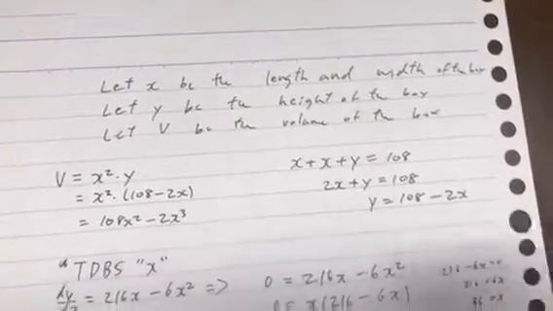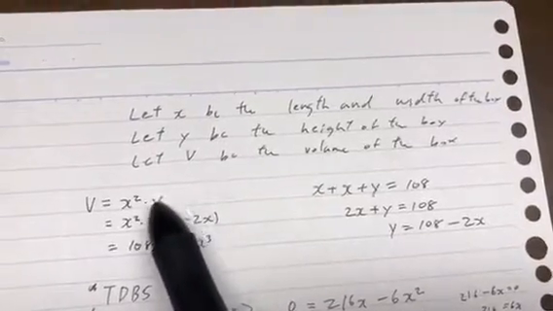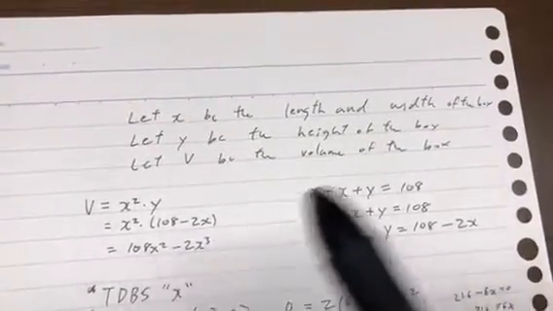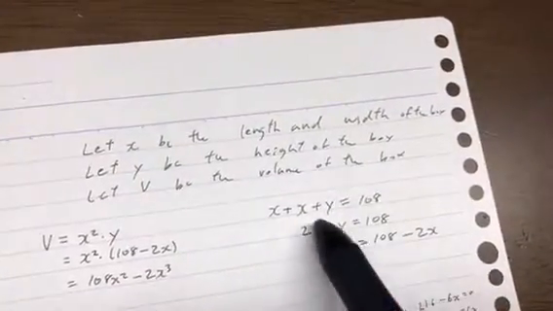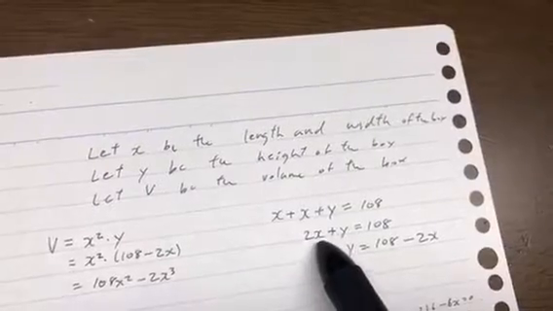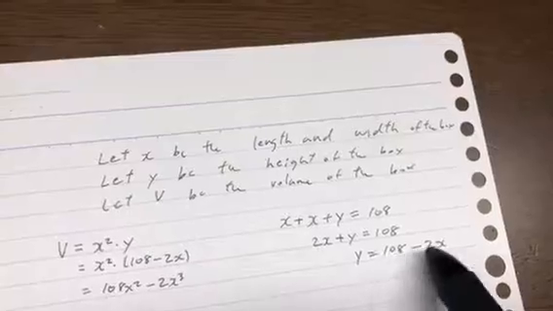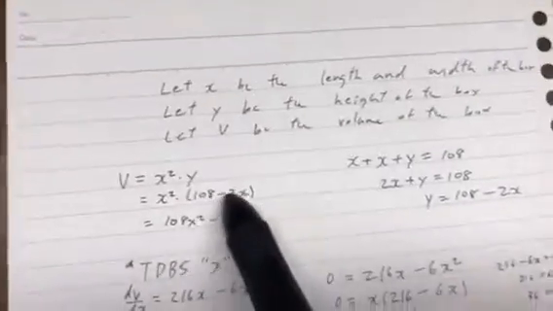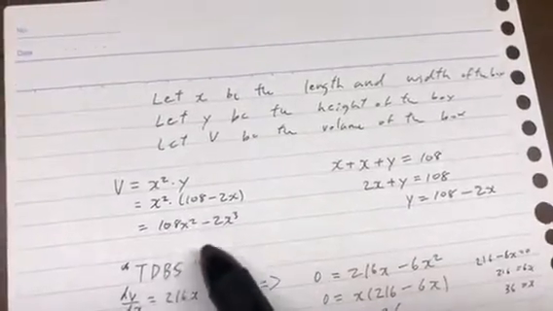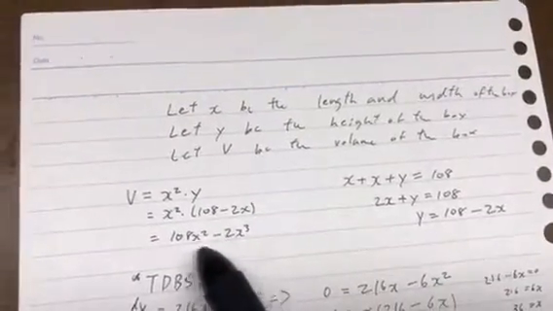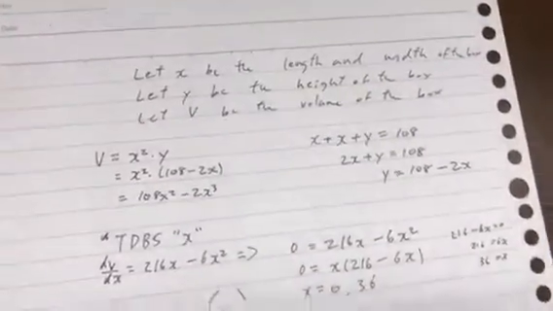height as possible. And so here, I wanted to eliminate the y to make my derivation step easier. And so I solved for y over here. So we added the x's to get 2x, subtract the 2x, and we get y equals 108 minus 2x. And we plug that in over here, and I distributed out the x squared again to make my derivation easier, and we end up with this being our volume equation.